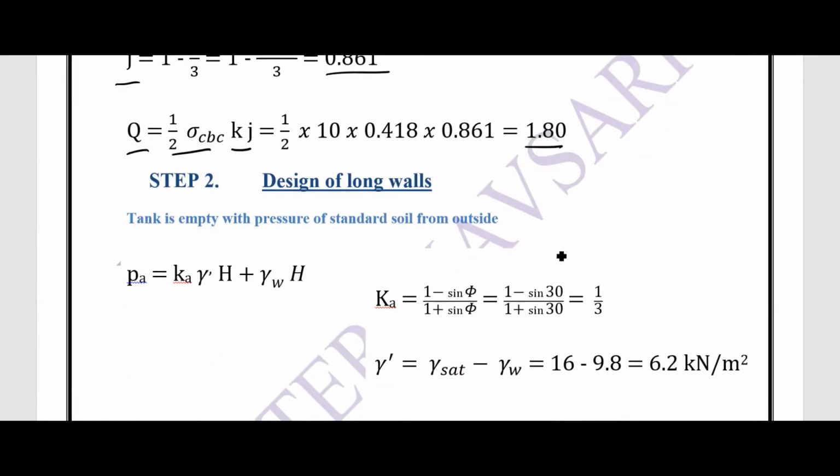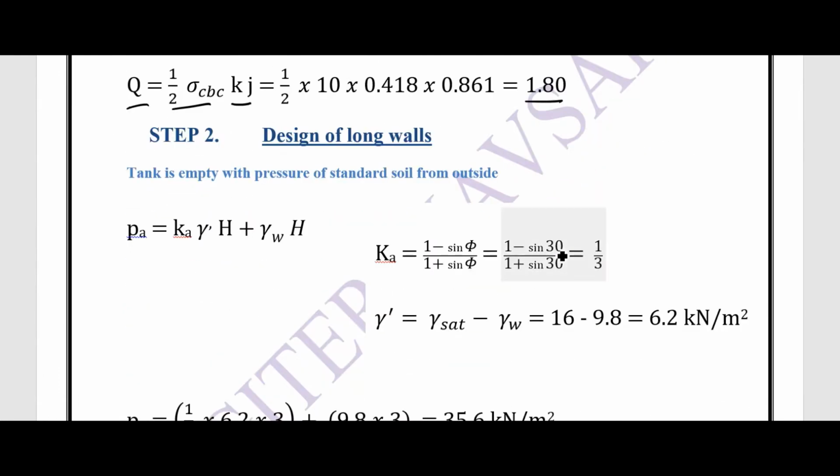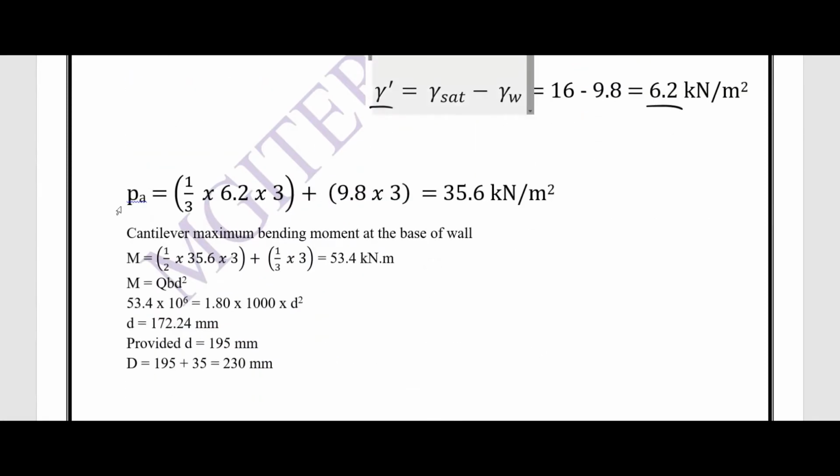Now design of long wall. Step 2: first assume the tank is empty, with the pressure of saturated soil from the outside. So Pa is equal to Ka gamma dash into H plus gamma W into H. Ka is equal to 1 by 3. Gamma dash is equal to 6.2 kilonewton per meter cube. So pressure Pa is 35.6 kilonewton per meter square.